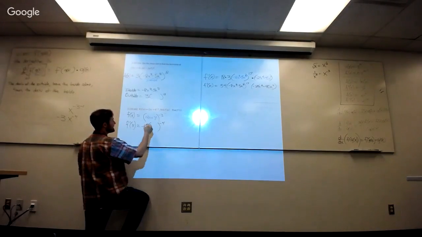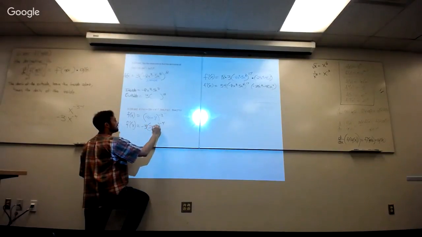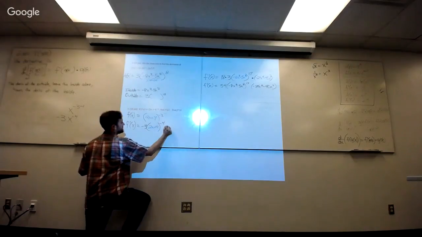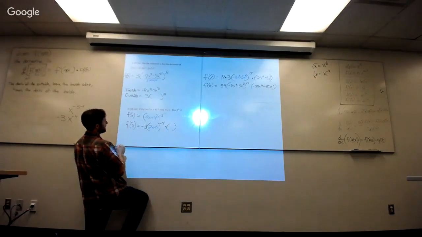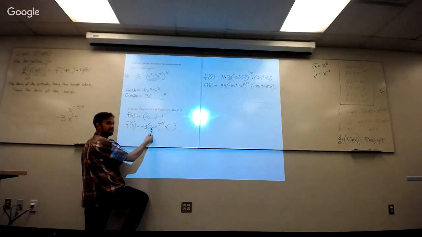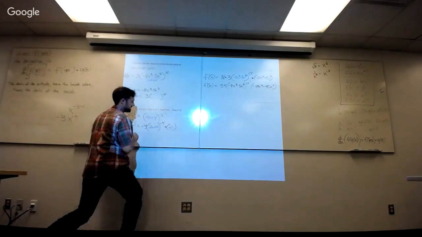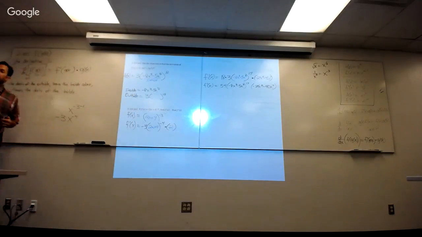And we leave the inside alone. So you still have the 2x plus 4 inside of that. And then you multiply by the derivative of the inside. And the derivative of the inside is simply 2. Because the derivative of 2x is 2 and the derivative of 4 is nothing. So there you have it. The derivative of the outside function, leaving the inside alone, times the derivative of the inside function.